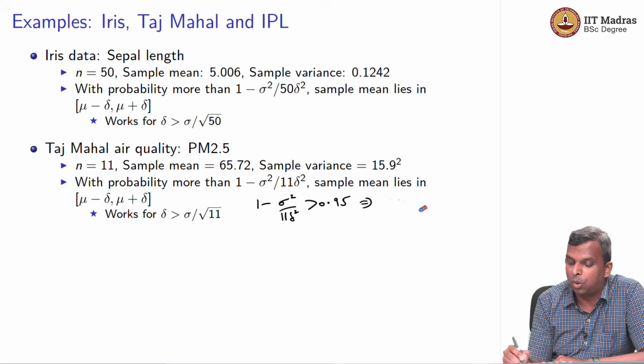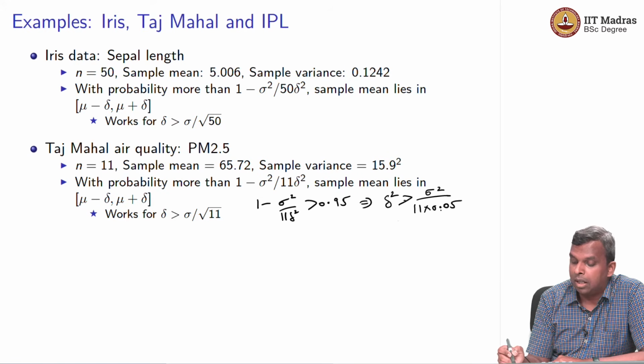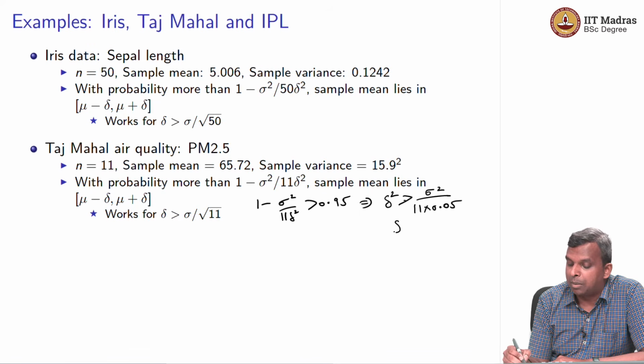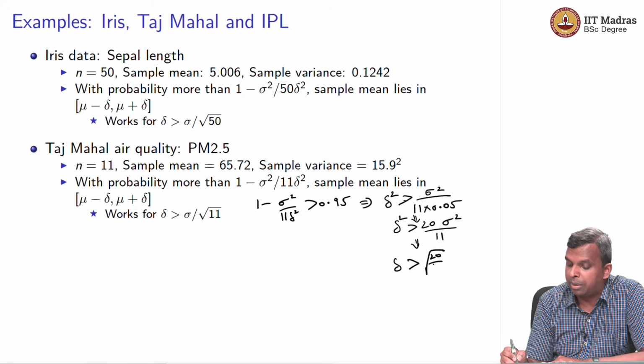Let me write it down a little bit differently. This would mean that delta squared is greater than sigma squared by 11 times 0.05. 1 by 0.05 is what, 20. So delta squared is greater than 20 by 11, roughly about 20 sigma squared by 11, or delta is greater than the square root of 20 by 11 times sigma.